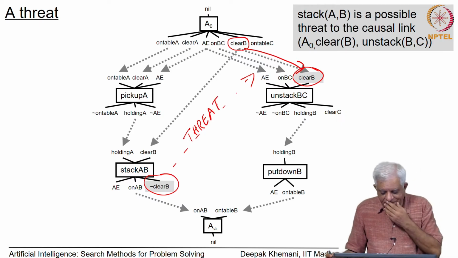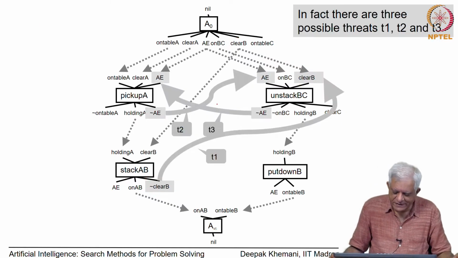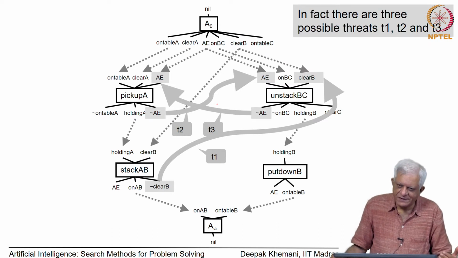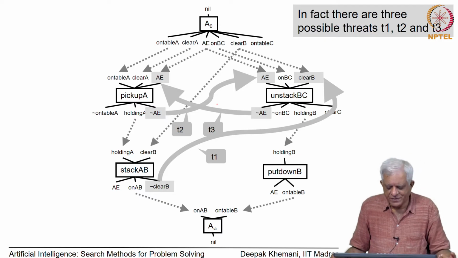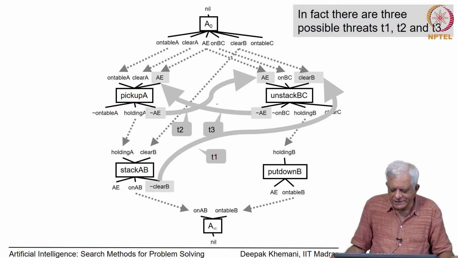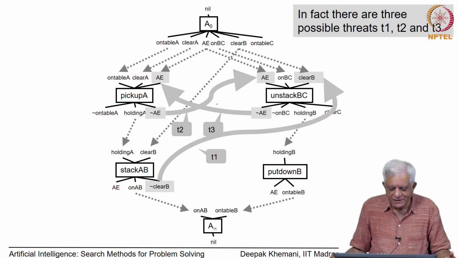So, at least there is one threat, but it so turns out that in fact there are 3 threats, all of them are to do with arm empty. It is not surprising that this is the case, because the problem that we have defined, the domain we are working in, the STRIPS domain, works with a one armed robot, and this one armed robot can only handle one thing at a time.